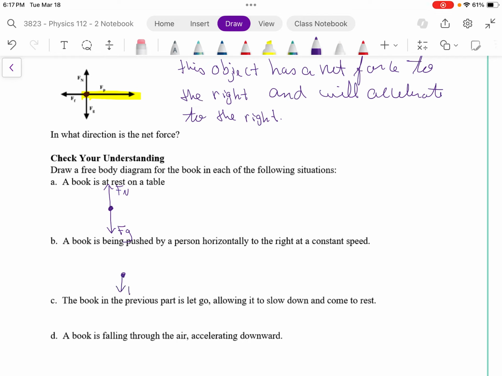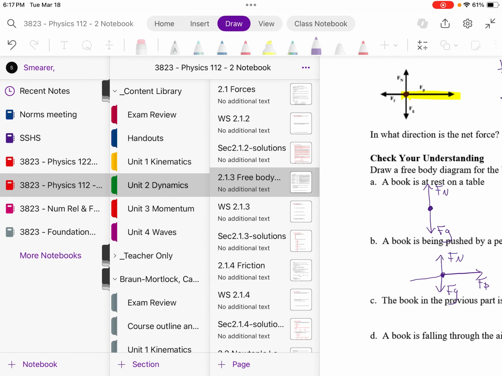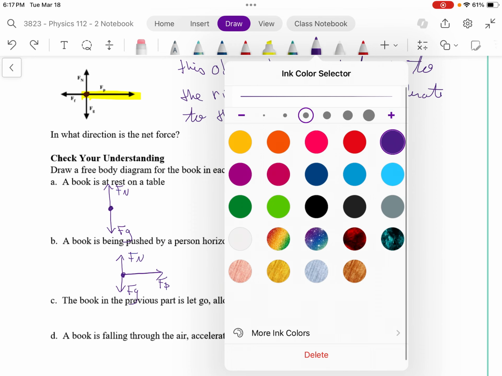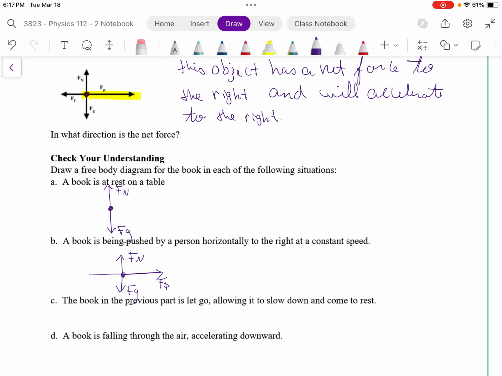We identified again the gravitational force and the normal force, which should be balanced. Since the book is moving at a constant speed, the length of the applied force and the frictional force should be similar. Now again, I'm not taking out a ruler to make sure that they're the same size, but visually they should look about the same size.